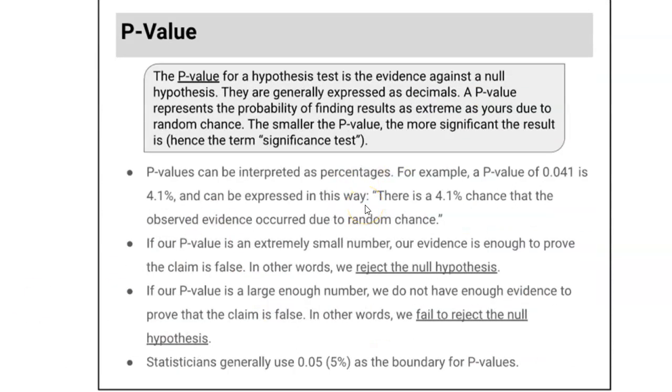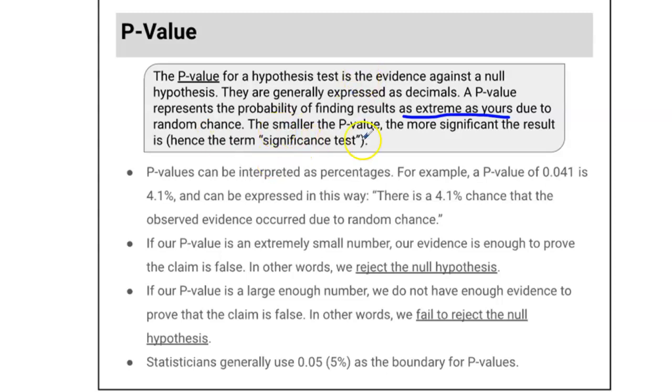All right. The p-value is something that sometimes students get confused, so I wanted to give you a slide that talks about exactly what the p-value is supposed to do. The p-value, as I said before, represents the probability of finding results as extreme as yours, so as extreme as the evidence that you collected, due to random chance. So if it were the case that the mean was actually 48, the probability of us getting that 47.1 is super, super low.